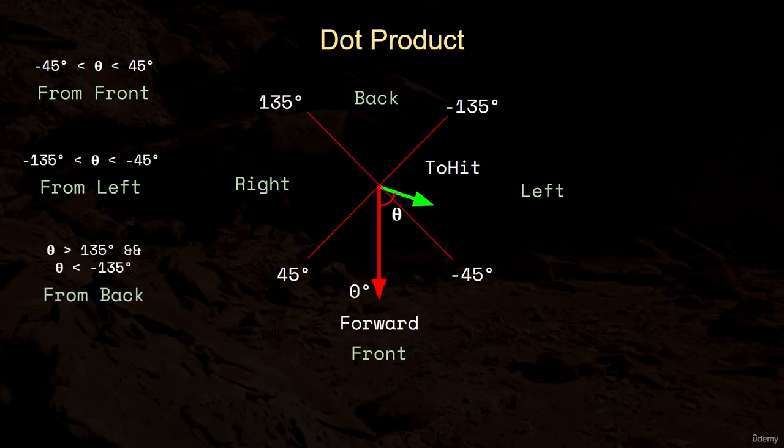Now, if the angle is greater than 135 and also less than -135, we should play from back as the character's getting hit from behind and needs to stumble forward. And finally, if the angle is greater than 45 degrees but less than 135, we should play from right as the character's getting hit from its right side. So we know the values that we should check with this angle, and we can use that to play the correct animation. The question is, how do we actually calculate the angle between two vectors?